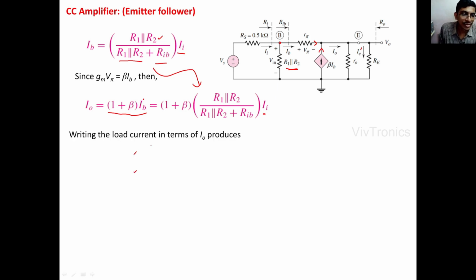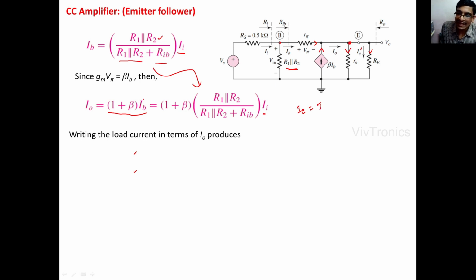Now we are going to write the load current in terms of I naught. Here the load current is IE, which is flowing in the emitter resistance RE. Therefore IE is the current in the resistance RE, so here also we are going to apply the current division rule at the emitter node.